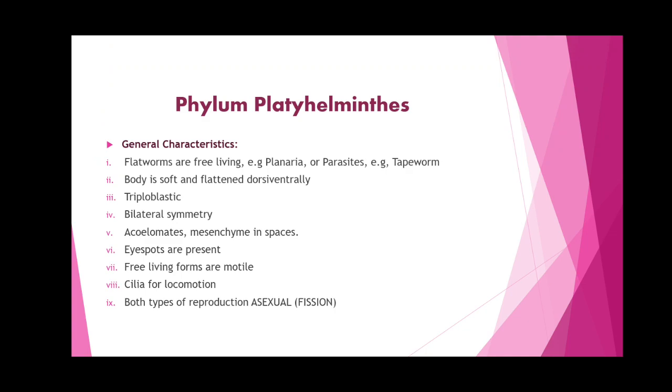These organisms are free living, which means they are motile and they are found in fresh water or in marine water. So they can move from one place to another place. For example, planaria. They have the locomotory structures known as cilia. These are small hair-like outgrowths which help the organism to move.